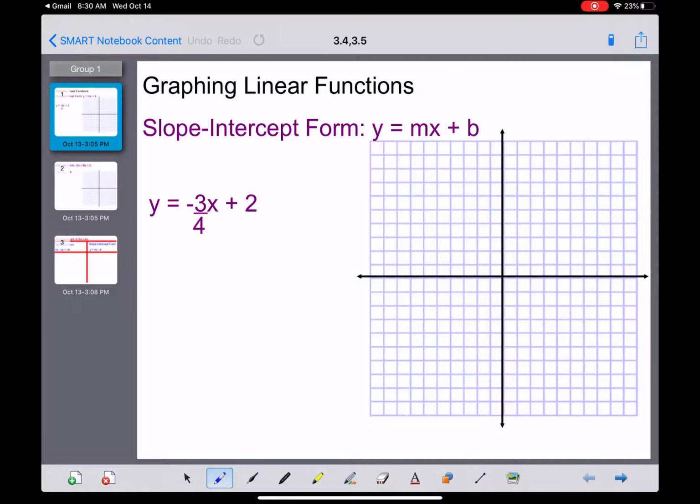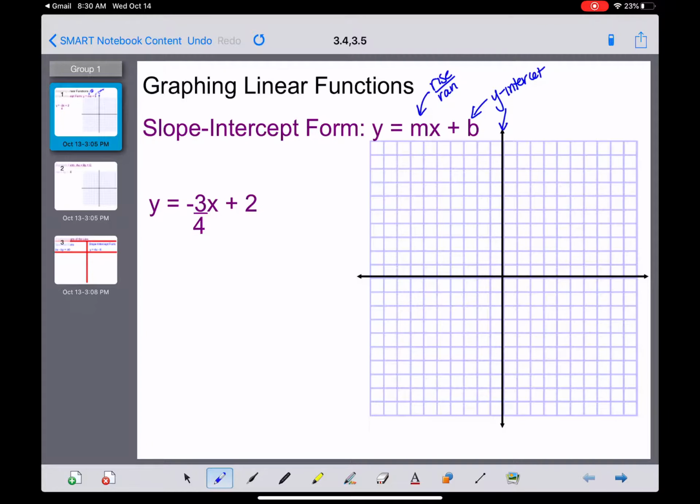Today we're going to be focusing on graphing lines. The first form that we're going to look at is slope-intercept form. The reason that it's called the slope-intercept form is because it has two values that are filled in. The slope, which is the rise over the run, or that rate of change that we talked about in the previous unit, and b is the y-intercept, where it crosses the y-axis.